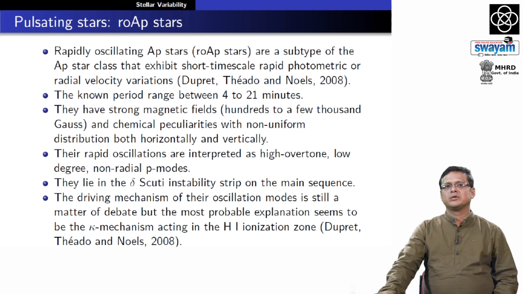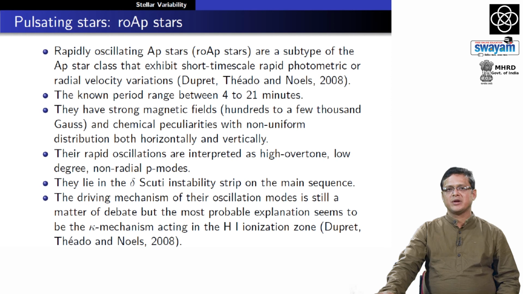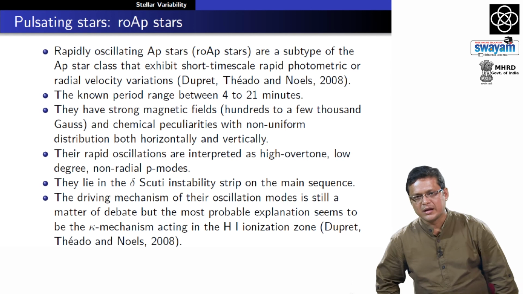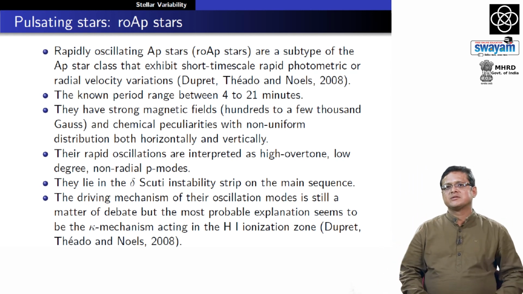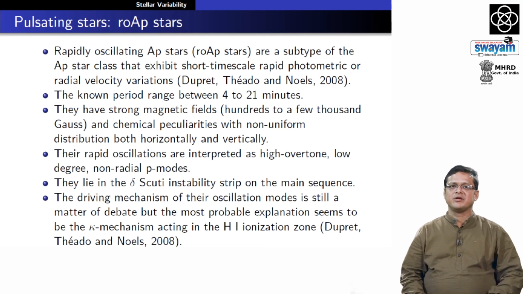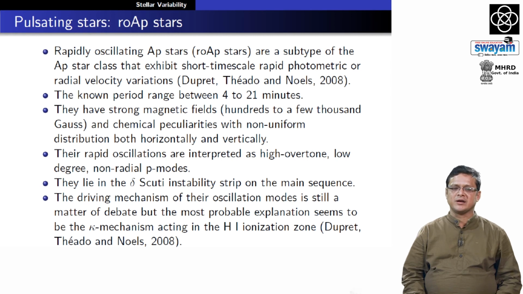Now, we have the pulsating stars like rapidly oscillating Ap stars. They are a subtype of Ap star. They are chemically peculiar stars that exhibit short time scale, rapid photometric or radial velocity variations. The known periods range from 4 to 21 minutes. They have a strong magnetic field of the order of 1000 Gauss and chemical peculiarities with non-uniform distribution both horizontally and vertically. Their rapid oscillations are interpreted as high overtone, low degree, non-radial P modes.